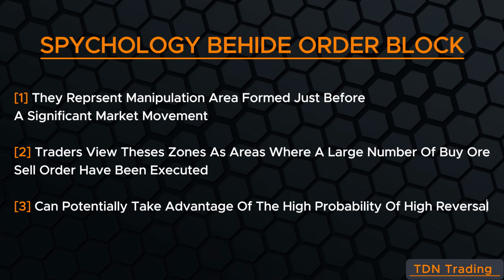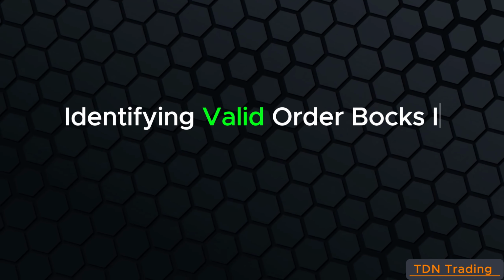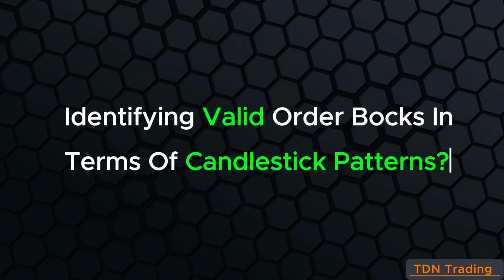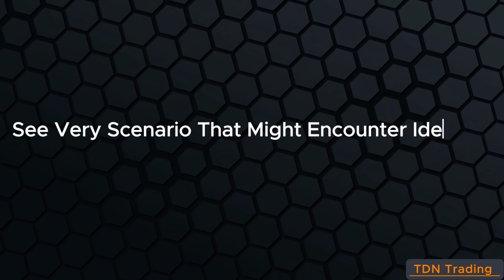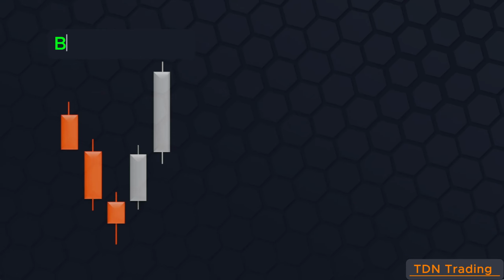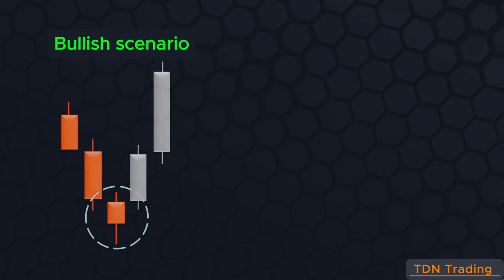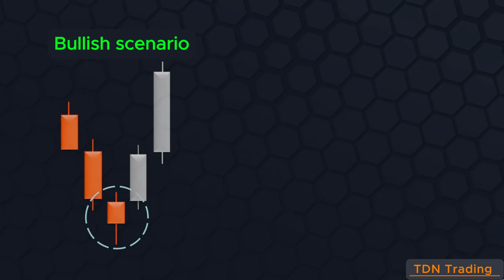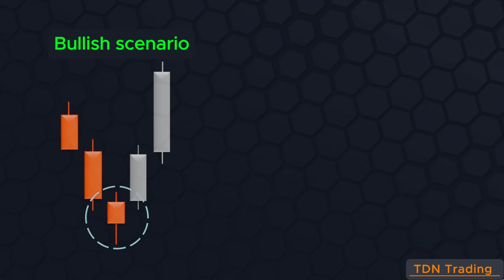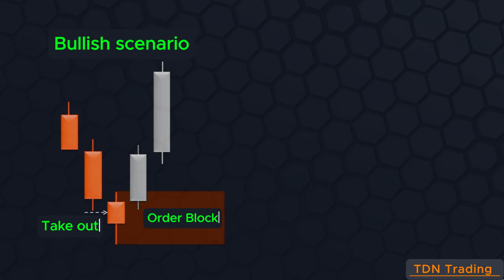reversal and change in direction when it reaches these areas. Let's discuss how to identify a valid order block in terms of candlestick patterns, and see the various scenarios that we might encounter in identifying candlestick-based order blocks on the chart. In a bullish scenario, a candlestick-based order block refers to the last selling candle before the price starts pushing upward drastically. This candle typically breaks below or effectively sweeps the liquidity of the lowest point of the previous candle.